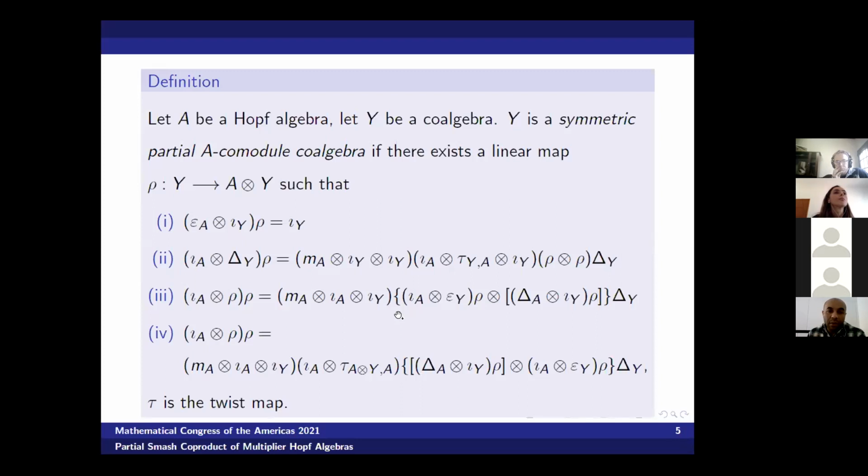As I said, our goal is to extend the theory to a partial context, in the sense that it generalizes the Hopf structures, including the global ones. Here we have the definition given by Batista and Joost of partial comodule coalgebra, and we have three conditions. The last condition is related to a symmetric condition. This is a known definition in the partial Hopf context.